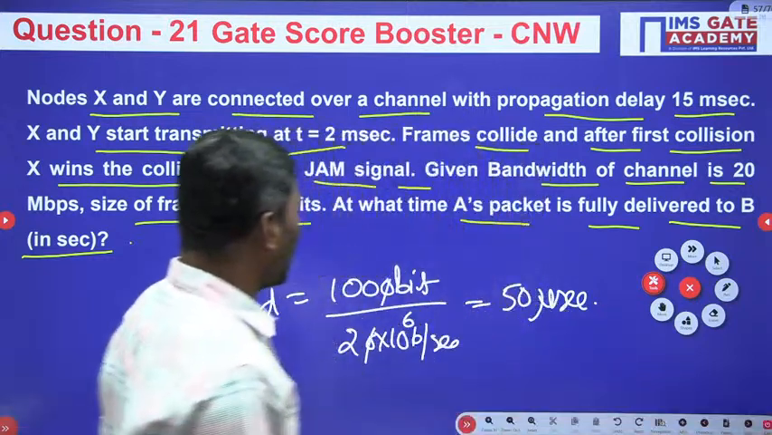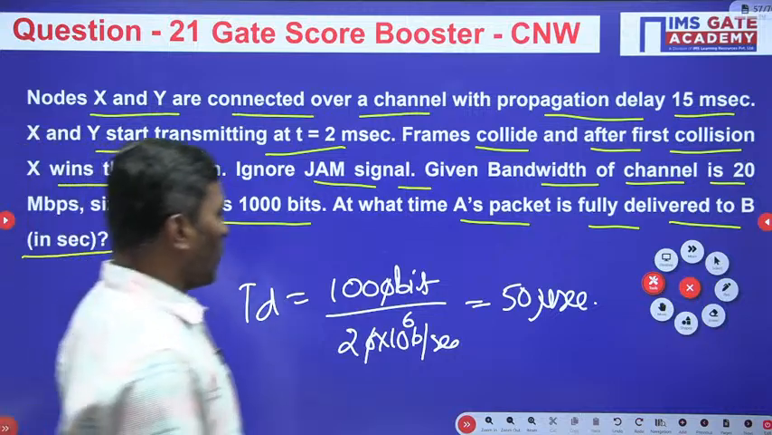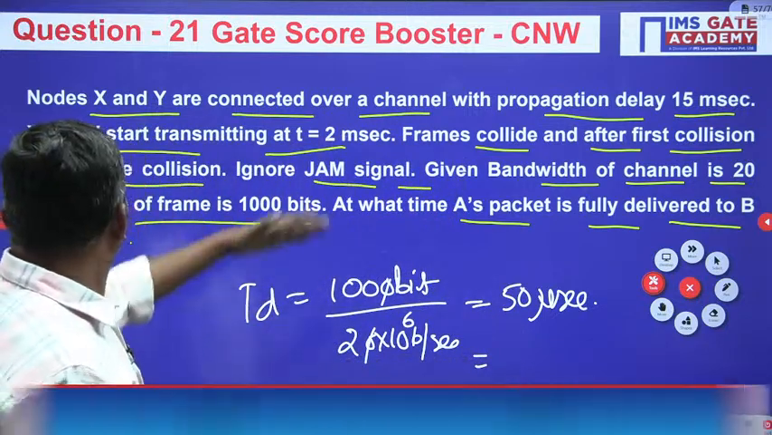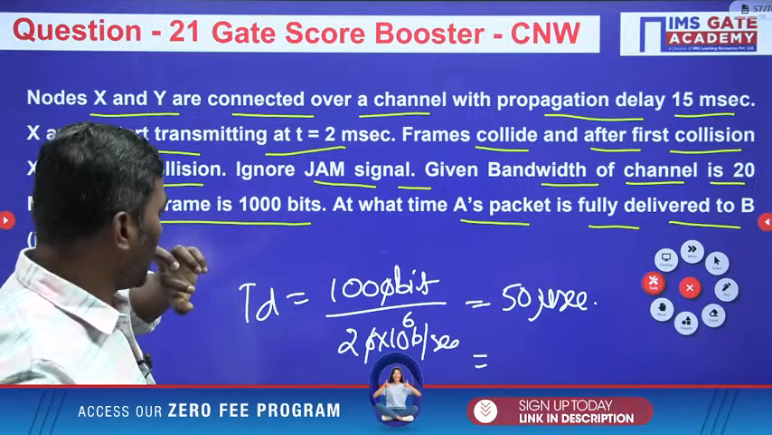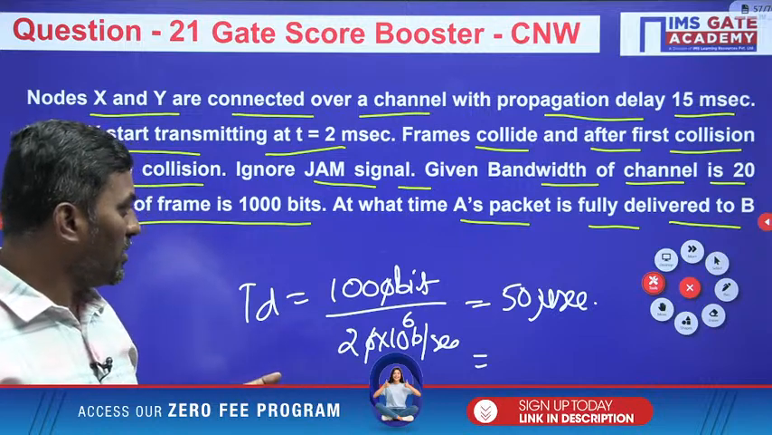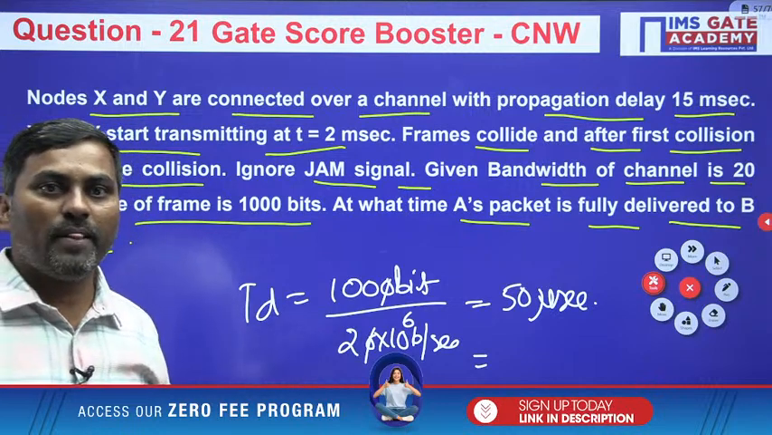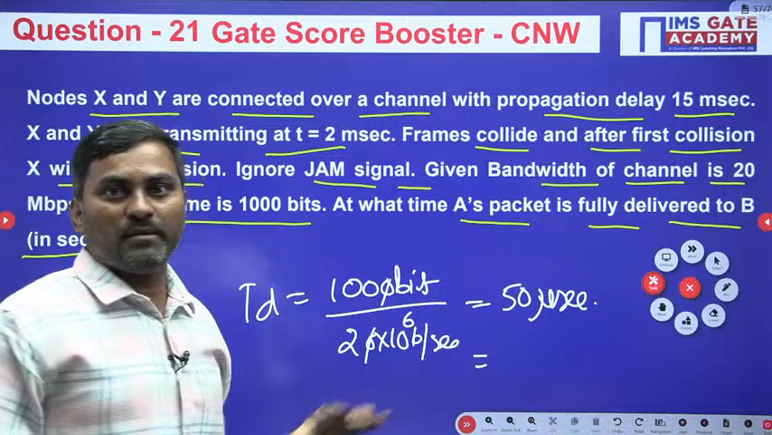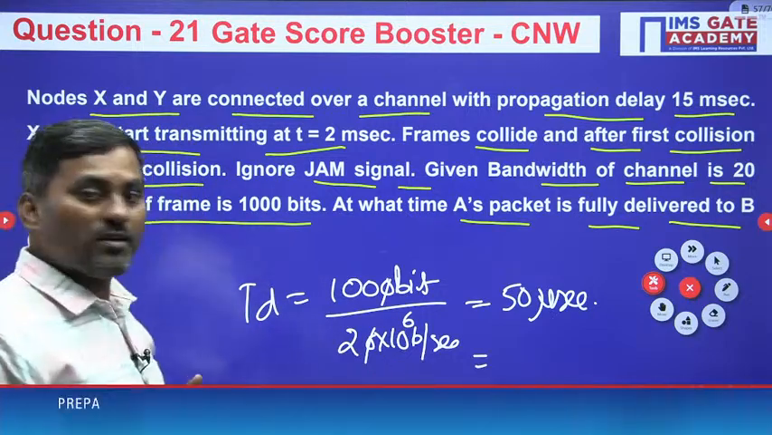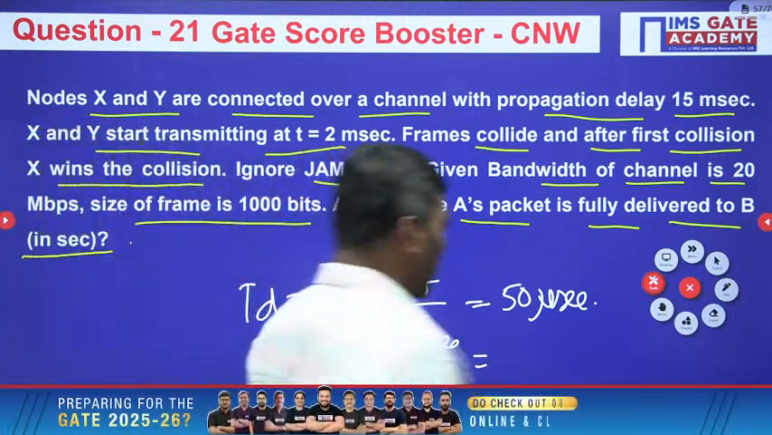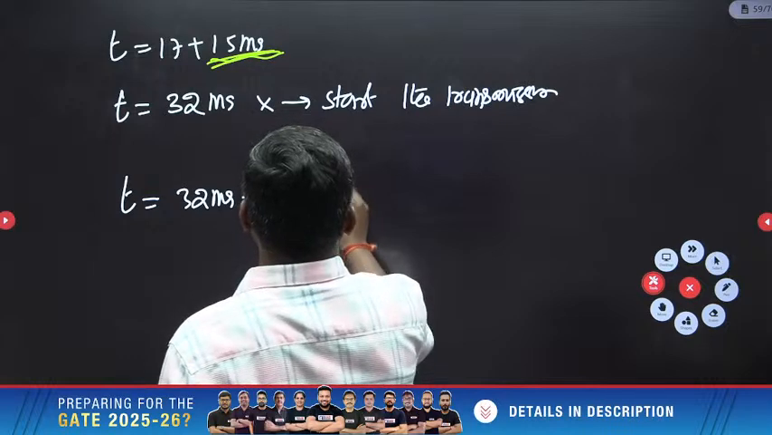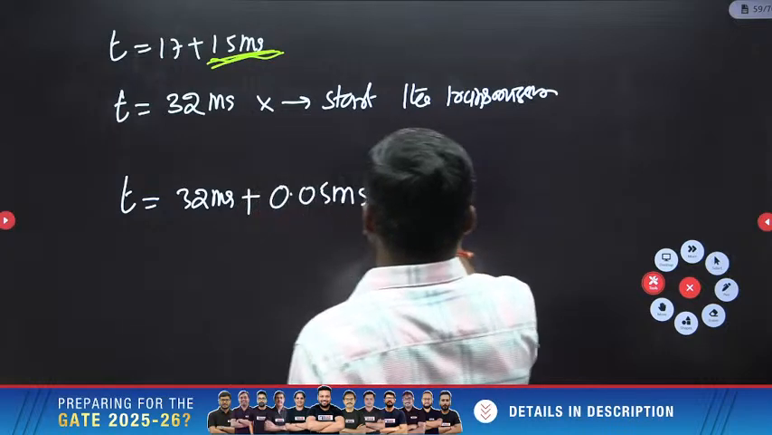50 microseconds is nothing but, so what should I write? 50 microseconds only. Am I right? Of 50 microseconds, others are in milliseconds. Now 0.05. Correct, tell me now what is the transmission delay? Transmission delay is 0.05 milliseconds.